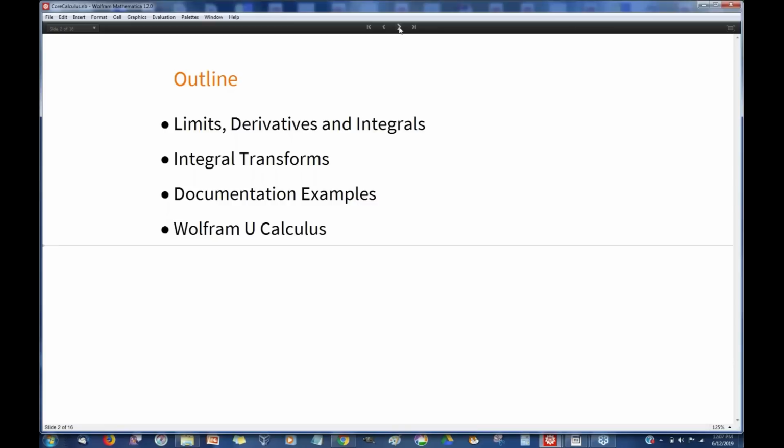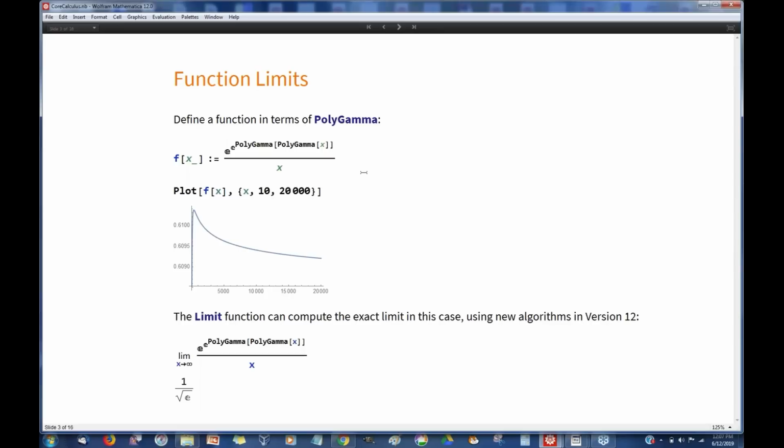Okay, so let's begin with limits. So here's a limit which has basically been very difficult to do in any earlier version. So the limit is for a function e to the polygamma of x over x. Now, if you plot the function, it looks like it's going towards some kind of a limit over here, around 0.6. But the question is, how do you actually compute this limit?